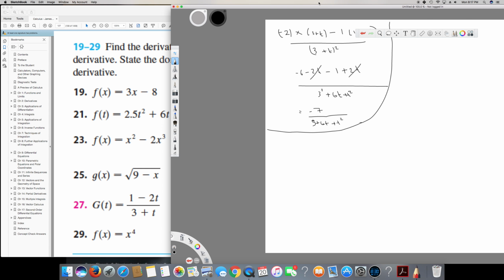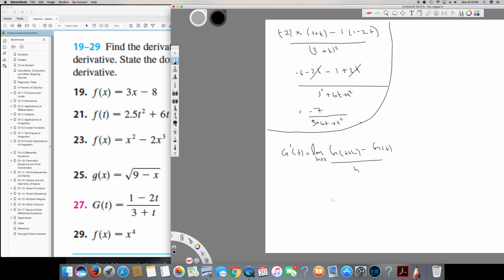So first of all, I grab this equation. This is g of t. In order to find the derivative of g of t, g prime of t is going to be equal to the limit as h approaches 0 of g of t plus h minus g of t, over h. In this case it's g, because they have given g. This is the formula for the derivative.